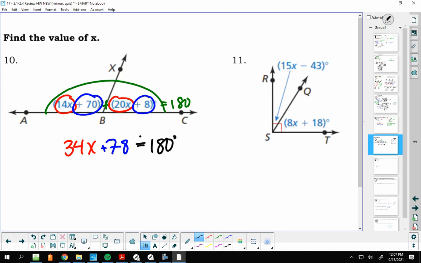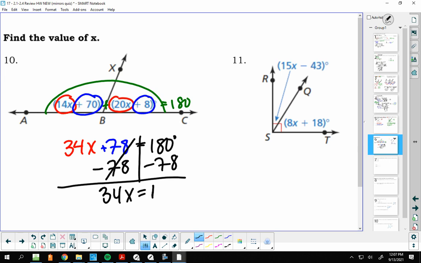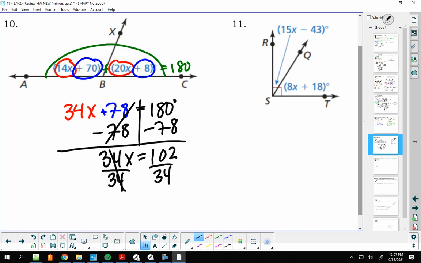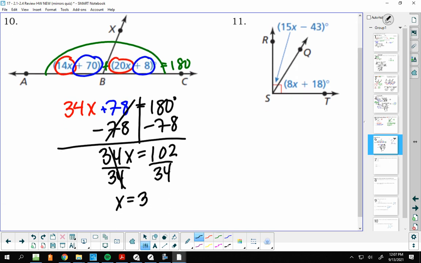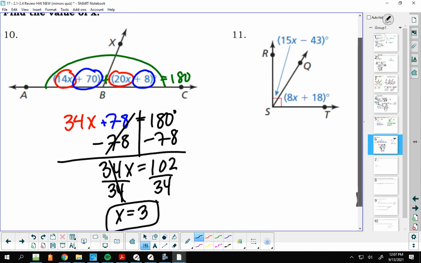So now we're just solving the equation. If you do something to one side of the equation, you have to do it to the other. So we get 34x equals 102. Divide both sides by 34, and we get x equals 3. Find the value of x, so we're good. Always go back and check your directions just to make sure you did everything that they were asking. That's a really good skill to do.